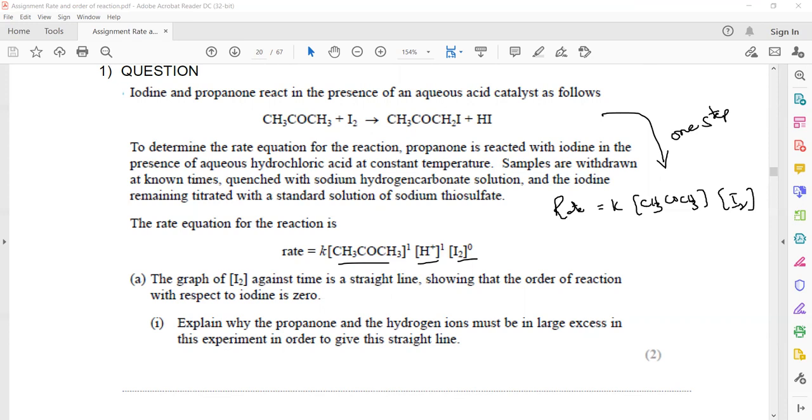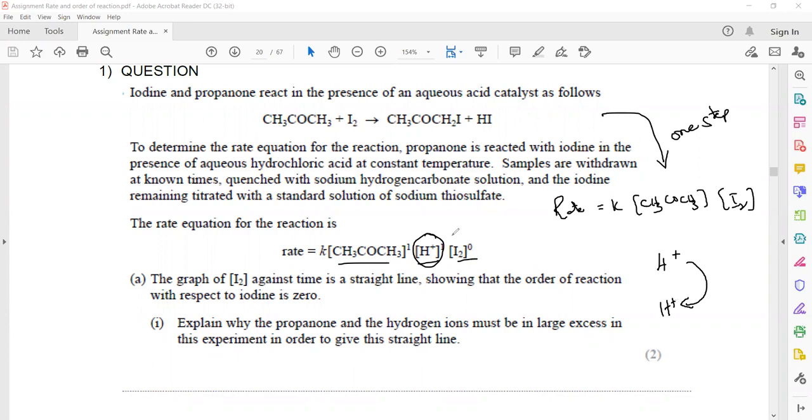So we can say that iodine is not involved in the rate determining step, as we can see in the rate equation, and hydrogen ion is involved in the rate determining step. The catalyst can be regenerated, because the hydrogen ion is not a reactant, but it is involved in the rate determining step. Because it is a catalyst, it must be regenerated, because a catalyst is a substance which is chemically unchanged, or is regenerated when the chemical reaction ends.